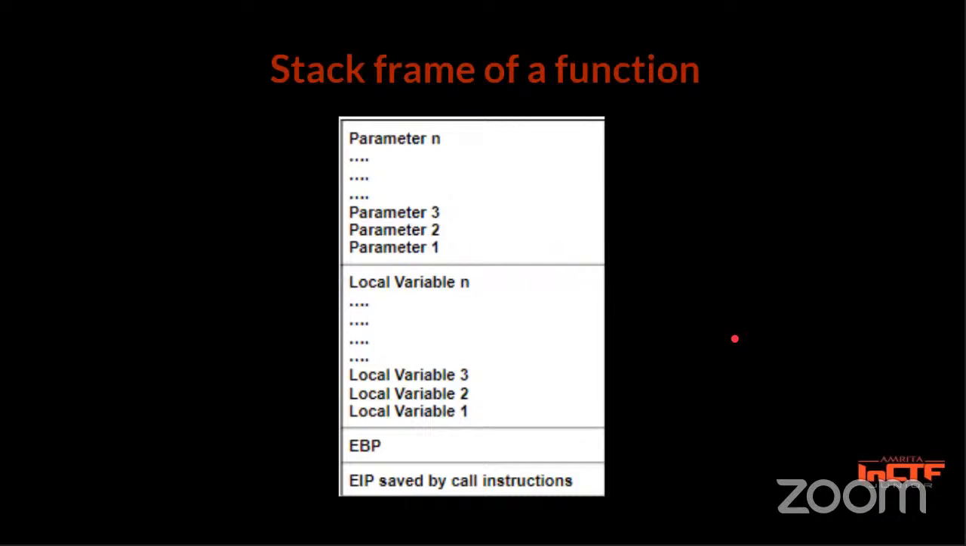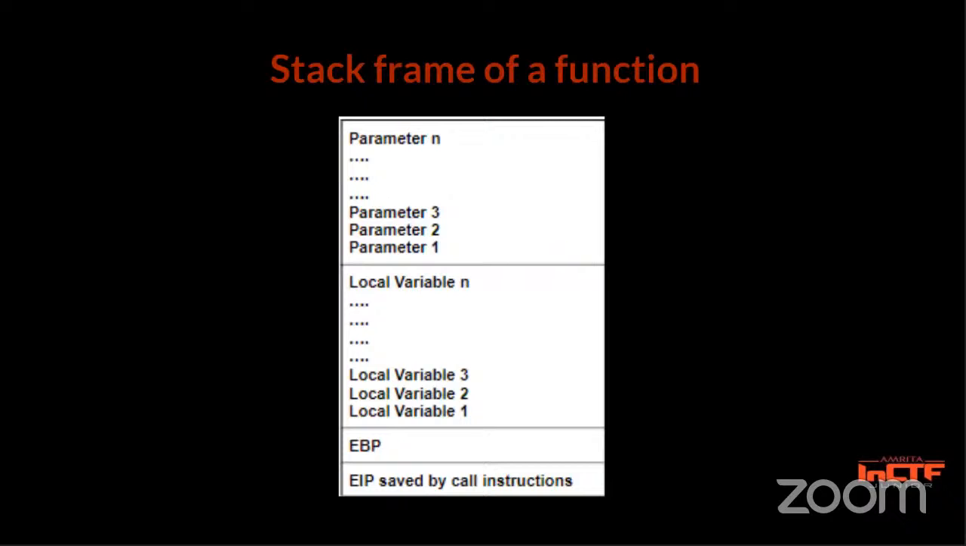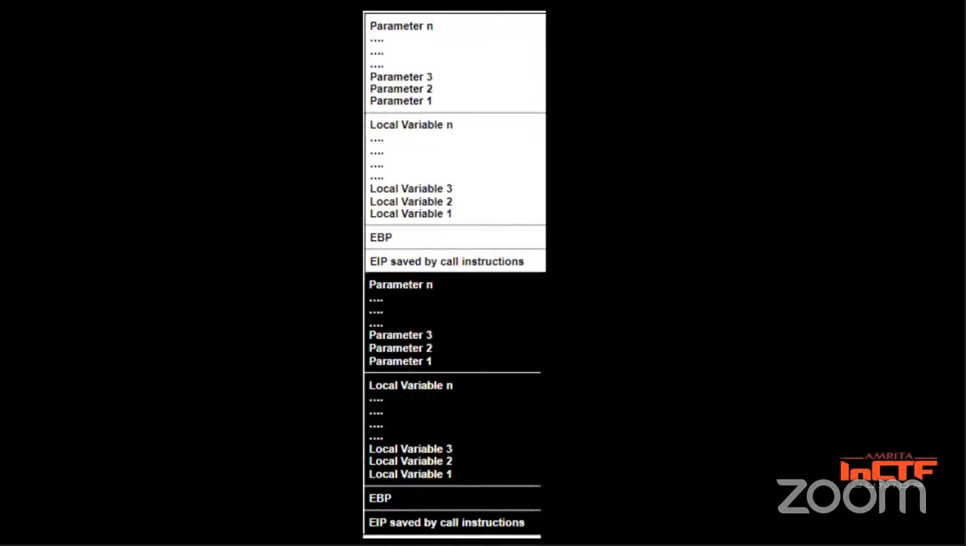Now I'll explain what a stack frame is. The stack frame of a function is a section of the stack which is used to allocate variables and pass parameters. That's basically the entire ordeal we have been describing for the last 5 minutes.